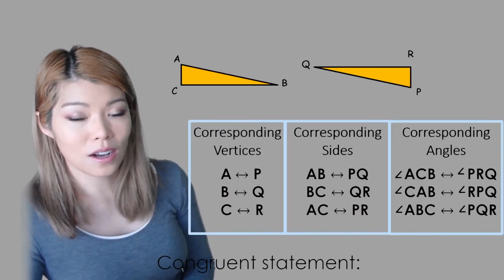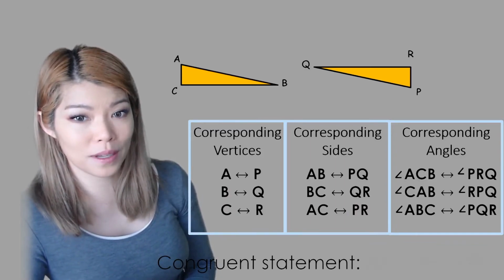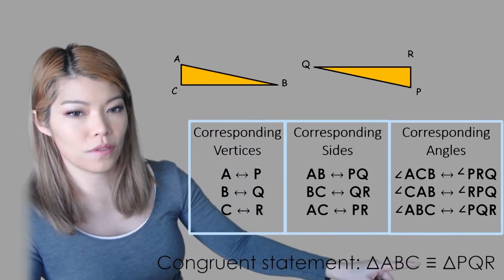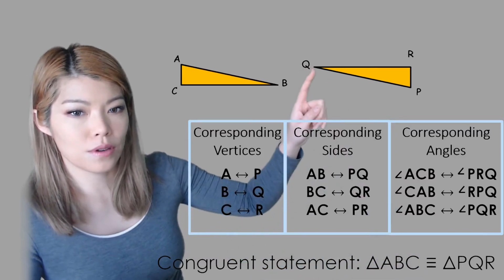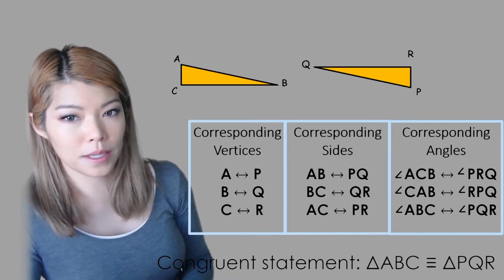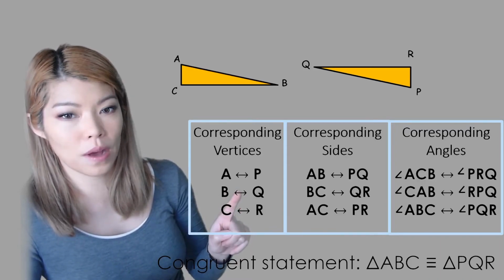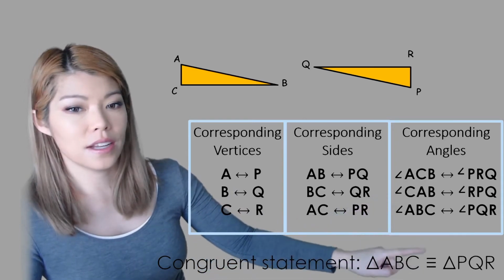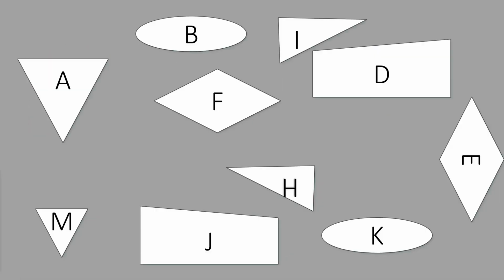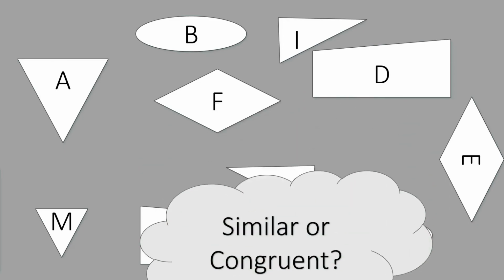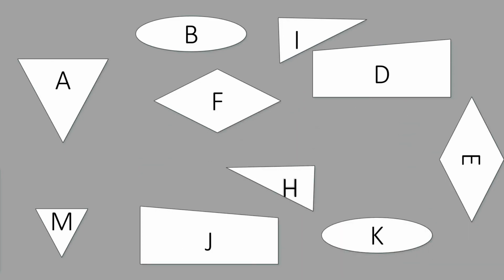These triangles are congruent. So the congruent statement would be triangle ABC is congruent, this symbol over here, the 3 lines, to triangle PQR. So you might want to write this down and remember all the symbols. So corresponding is a double arrow, triangle means triangle, that line means angle, and a triple line means congruent. Here are some shapes for you to match up and figure out whether they are similar or they're congruent. You can pause the video and do that now and unpause to see the solutions.